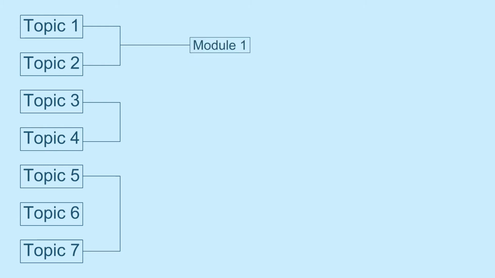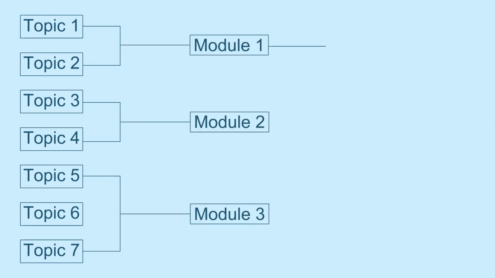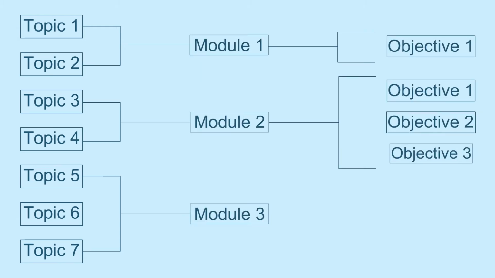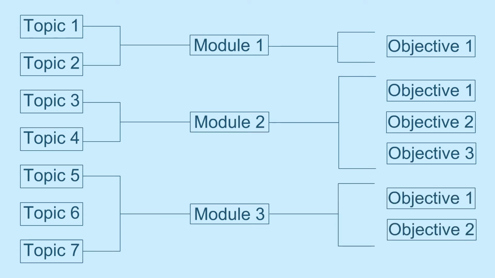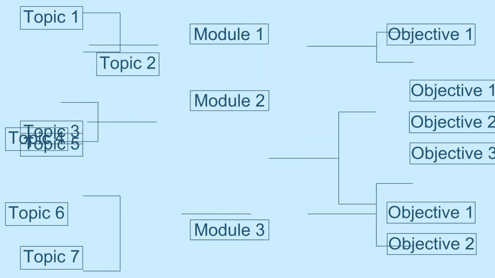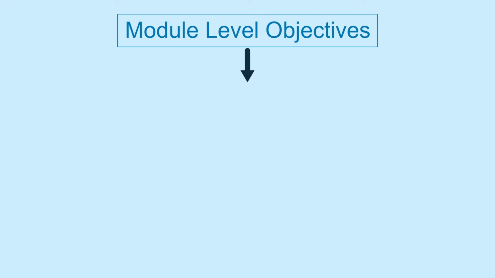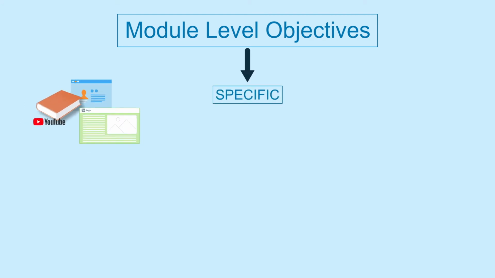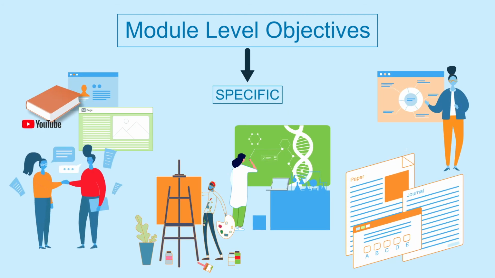Next, once you've got a draft of the topics you'll be covering, or better still, you've assigned topics to modules, you're going to shift focus to the objectives. For each module, you're going to create at least one and usually 2 to 3 learning objectives. At the module level, your objectives will be more specific and focus on what students need to do during that chunk of time to move toward achieving the overall course objectives.